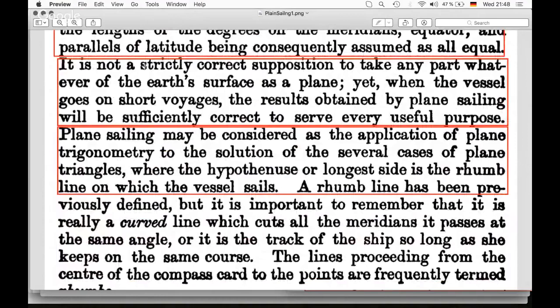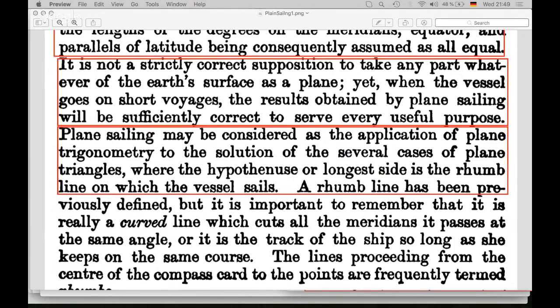Sorry, hang on. The same annoyance as last time, is it? Yeah, that's it. Carry on. So it goes on to say here that it is not a strictly correct supposition. Well, no, I'm getting it as well. Hold on, I'll be back in a sec. Just let me get rid of that.